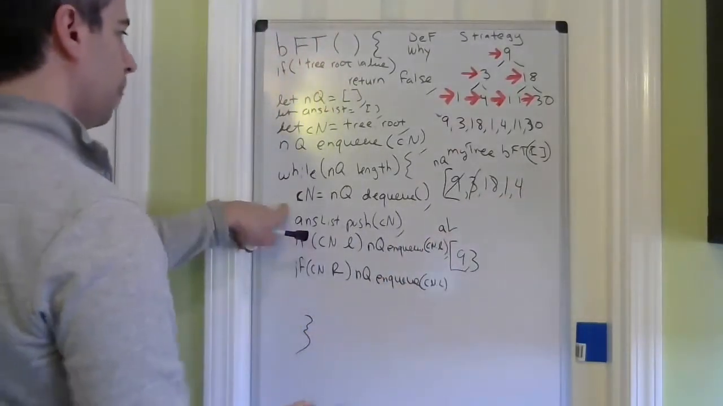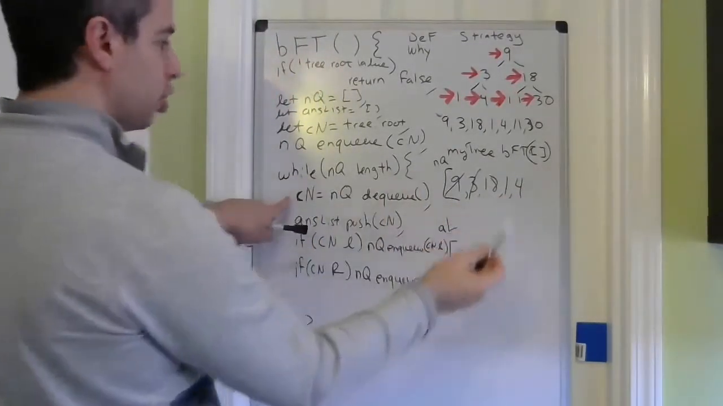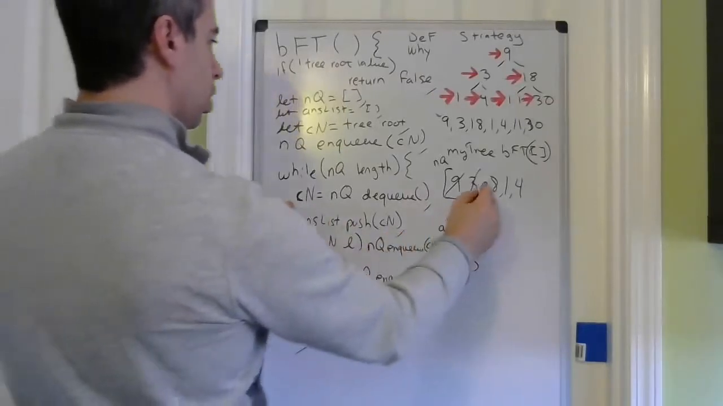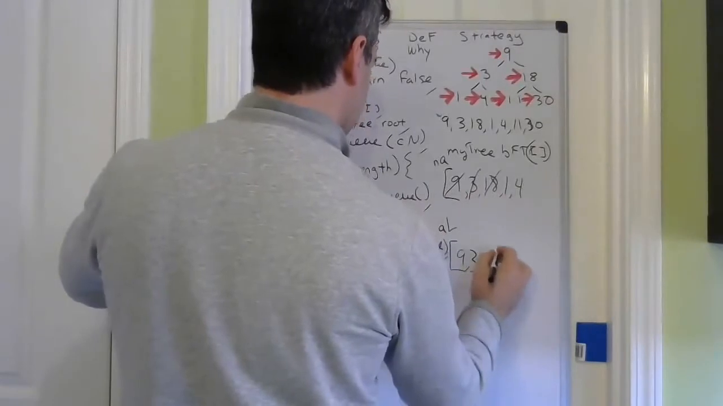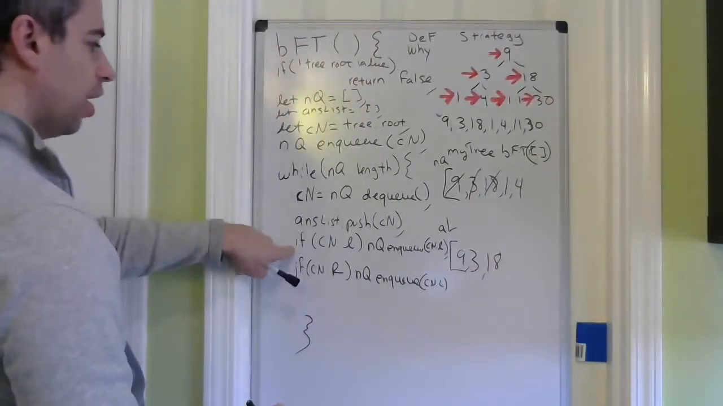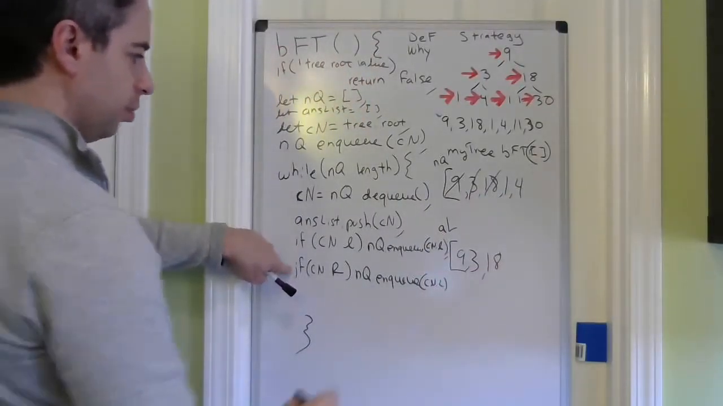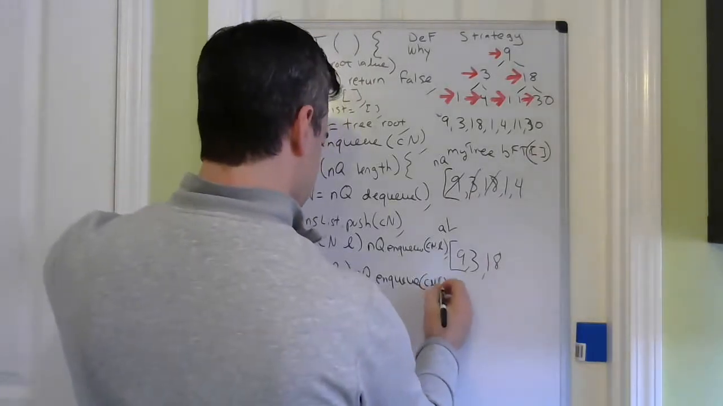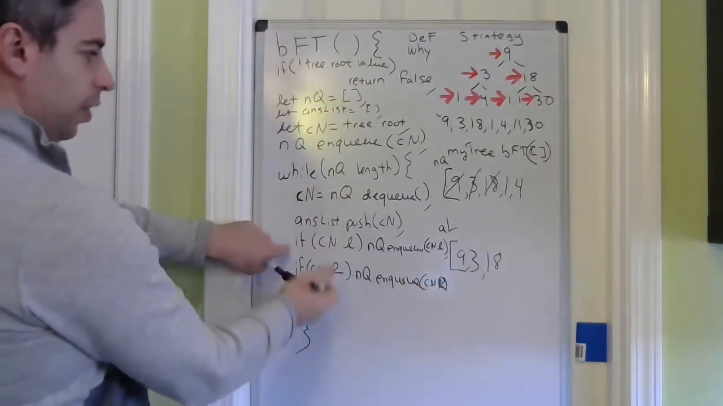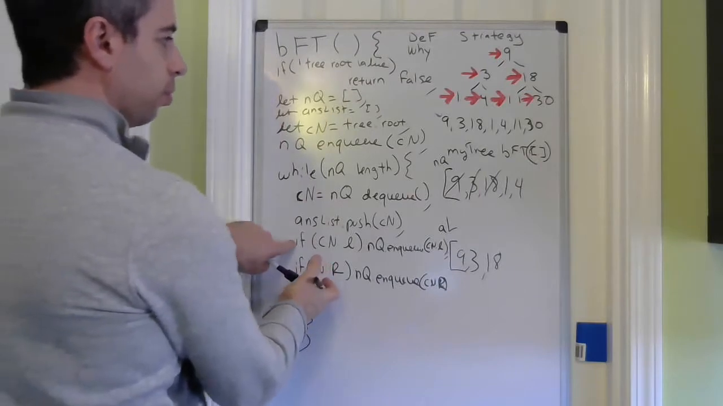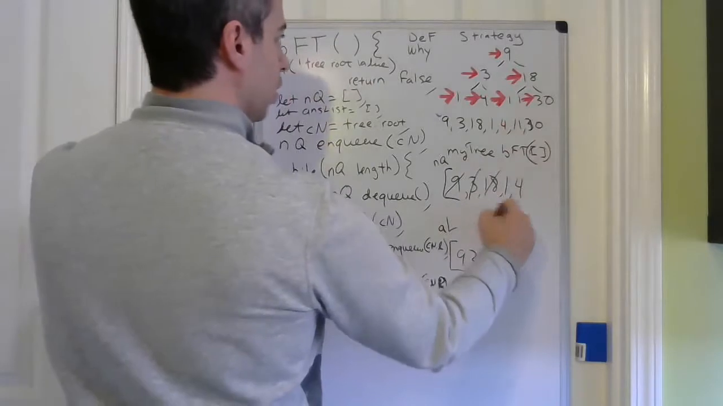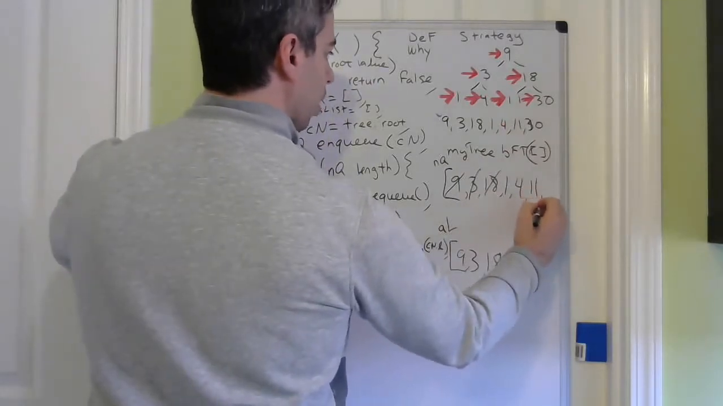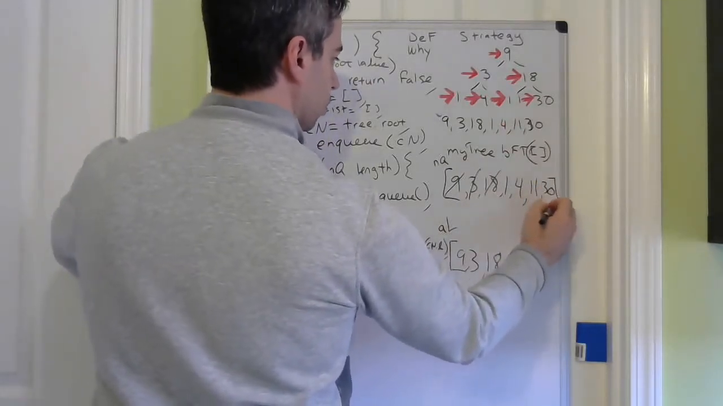Great. Come back to the top. Do we have a length? Yes, we do. Current node dequeue 18. Push on 18 to our answer list. If there's a left, if there's a right, put those nodes in. If there's a left, put the left of 18 in. If there's a right, put the right in. Great.